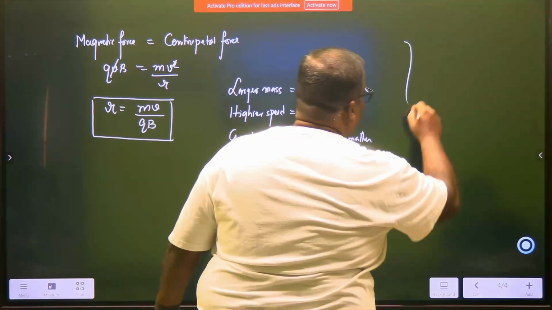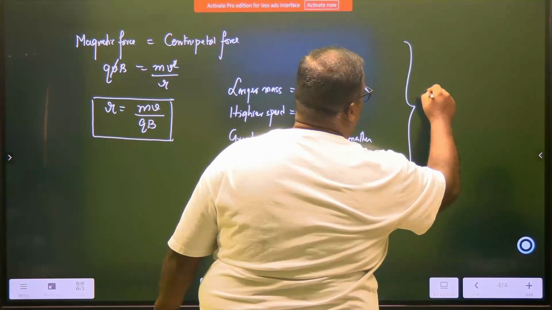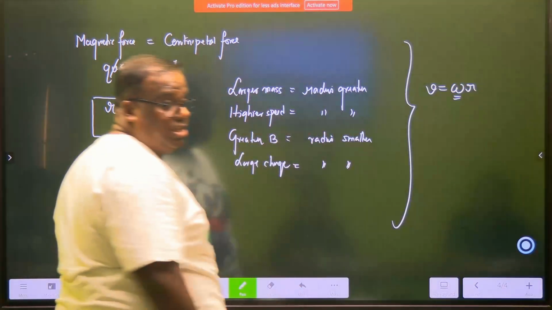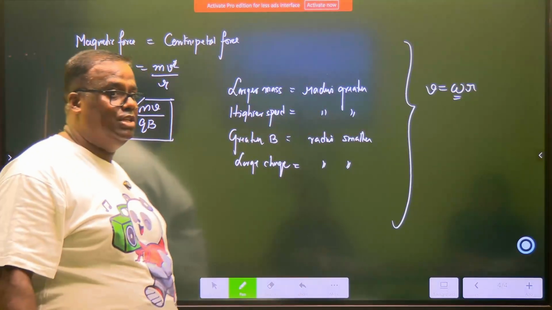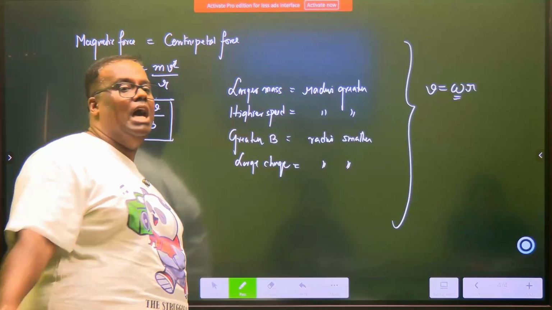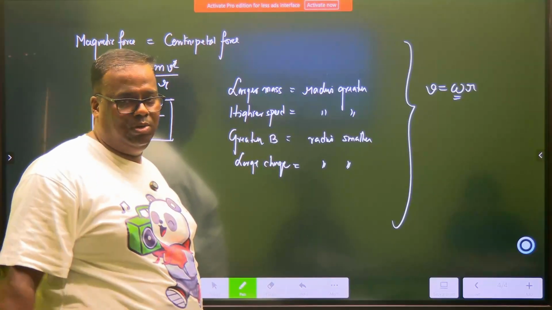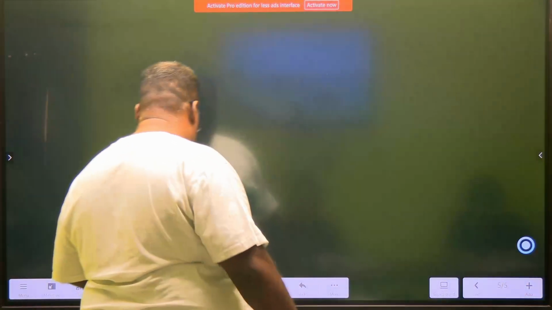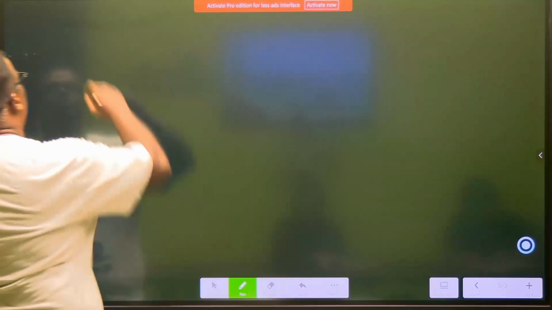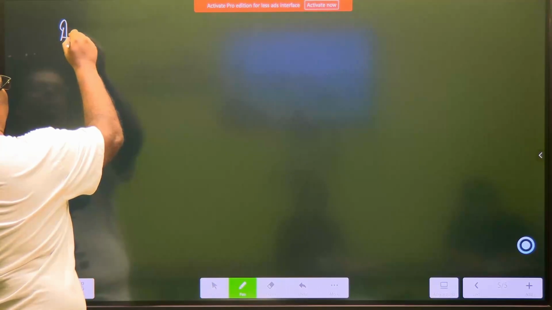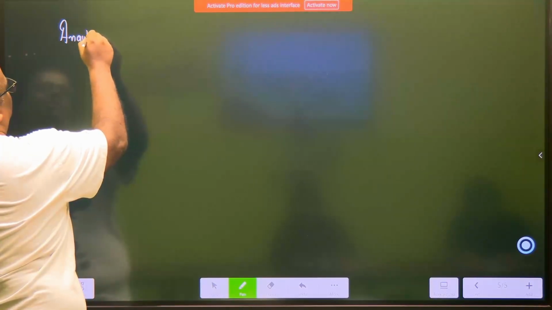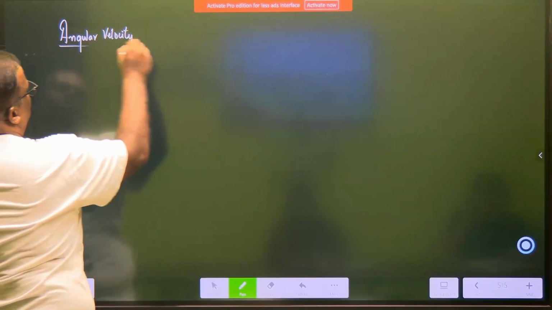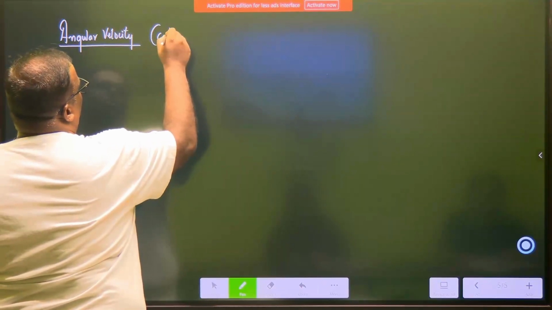Okay, in grade 11, you remember angular velocity. V is equal to omega r. Omega is angular velocity, V is the linear velocity and r is the radius at which you are rotating. Now we will see an expression for angular velocity, also known as cyclotron frequency.